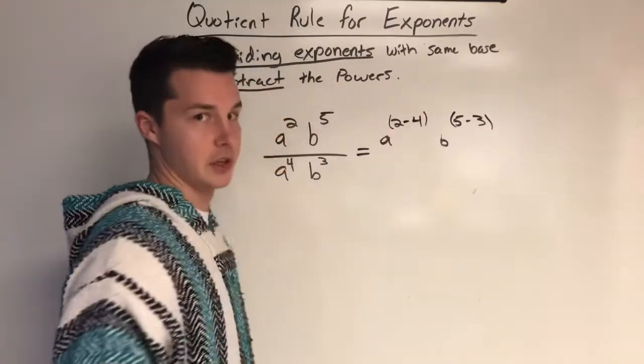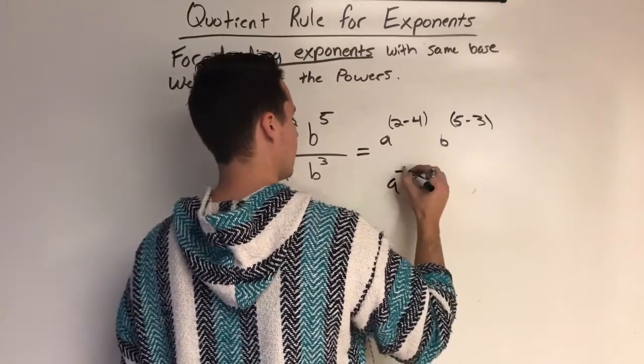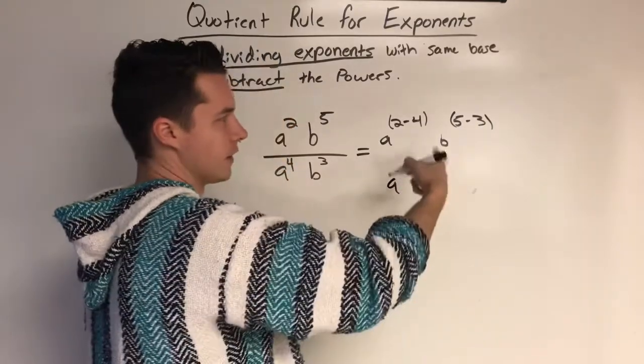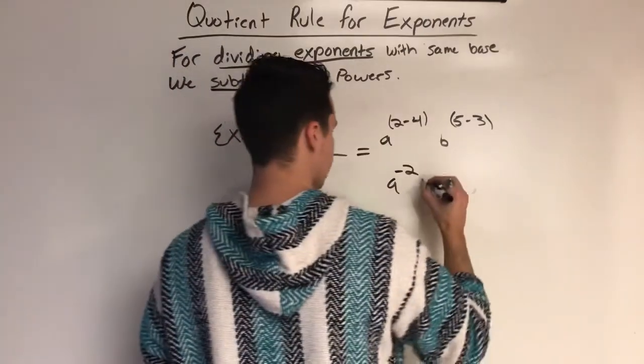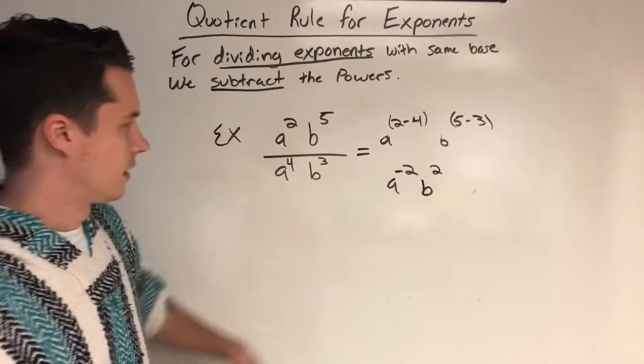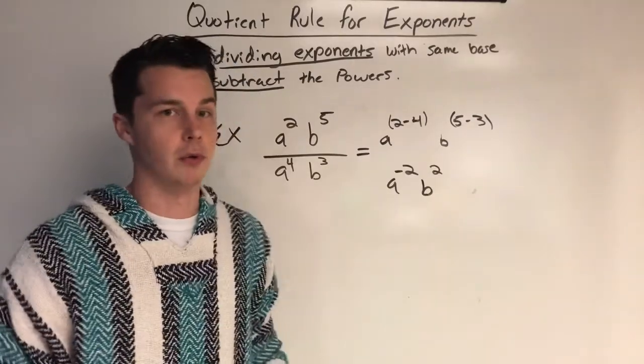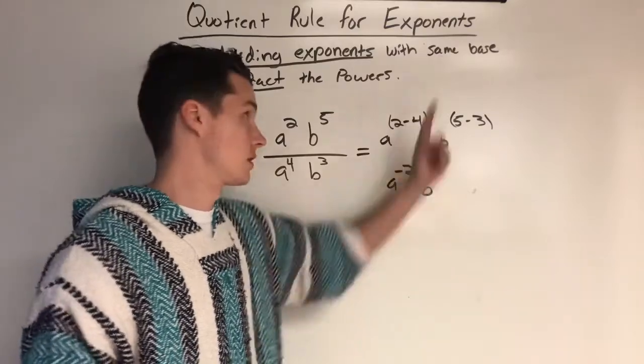Well, 2 minus 4, that should be negative, right? So what we're going to get here is a to the negative 2, and then 5 minus 3, that's just 2, b squared. Now, we're not done yet. Technically, this is correct, but we have to follow the negative exponent rule. So once again, if you don't know what that means, click here.